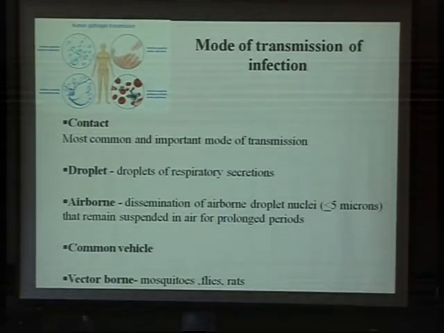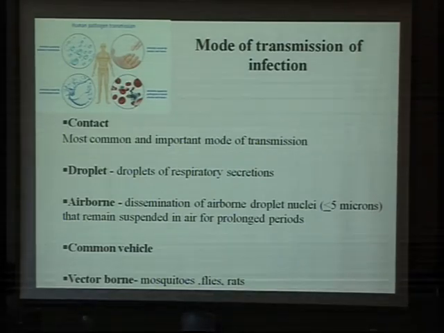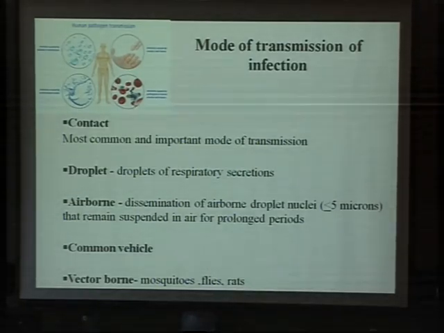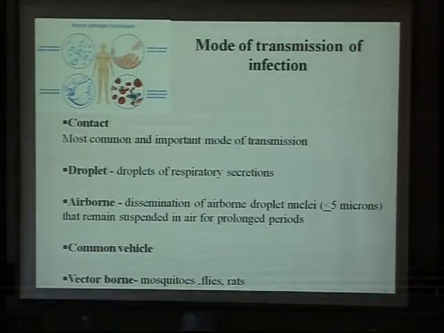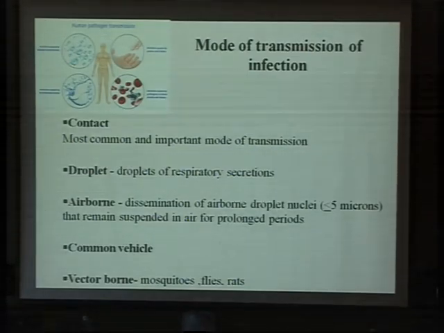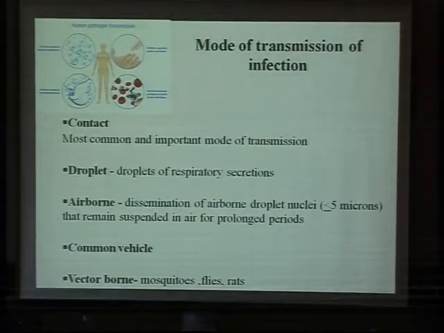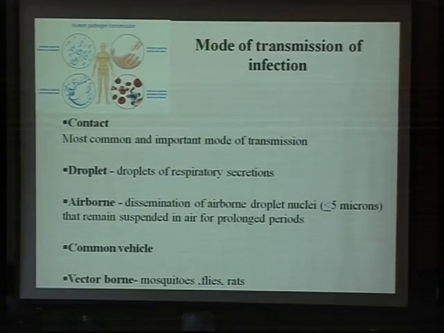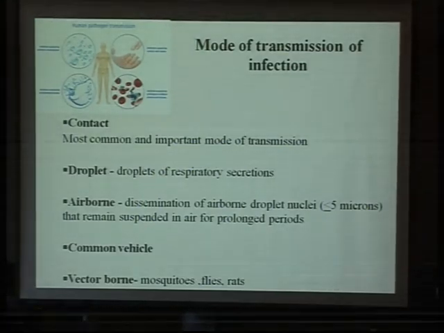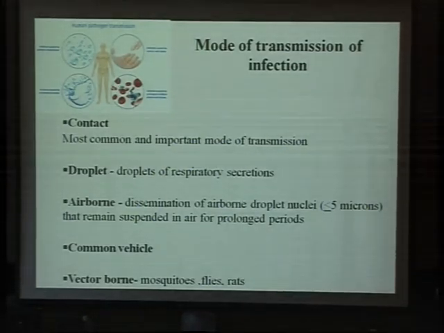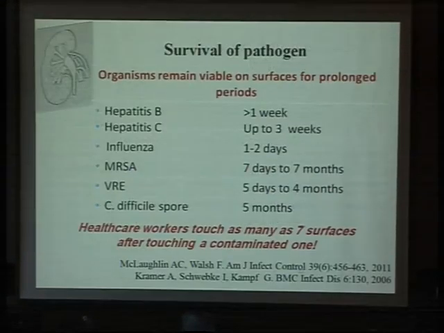There is the common vehicle, meaning a thermometer or the blood pressure cuff, anything that we can share, and the hospital and medical equipment. Lastly, the vector-borne mode, again it is rare in the hospital because the hospital should have closed windows and an insecticide protocol.